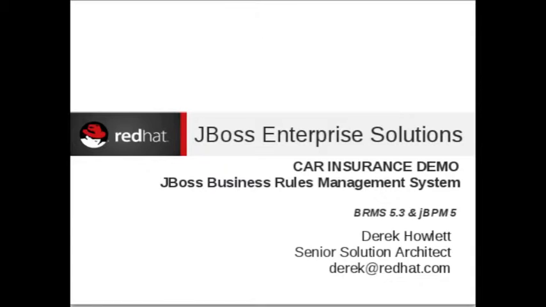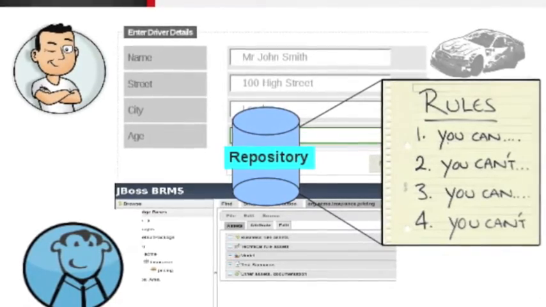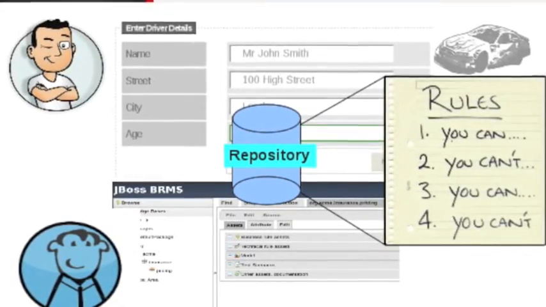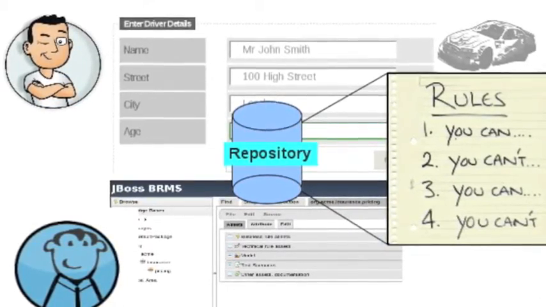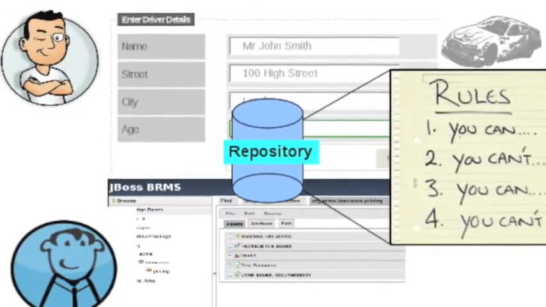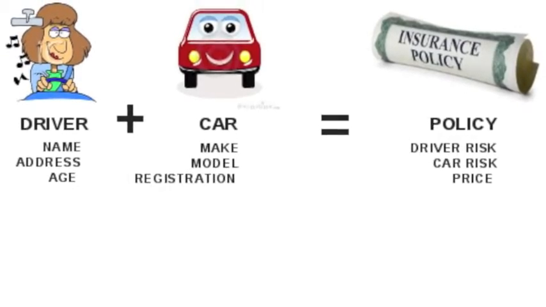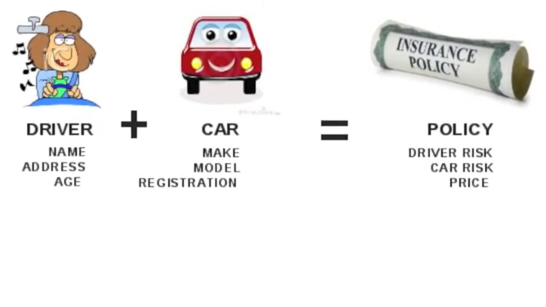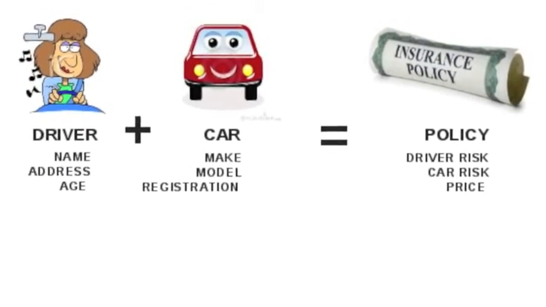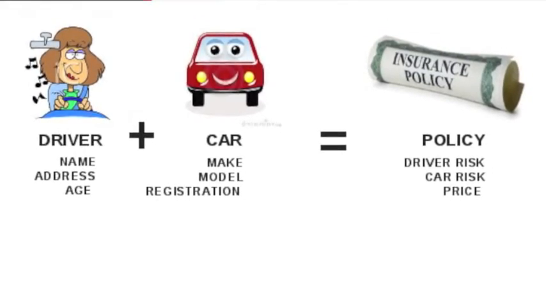And today I'm going to show you the insurance demo, which features business rules and business process management. The scenario we feature today is simply a rules repository, a user going in, entering their details and getting a price. The details we enter are pretty simple. We enter the driver's name, address and age, and then we ask for details around the car: make, model and registration.